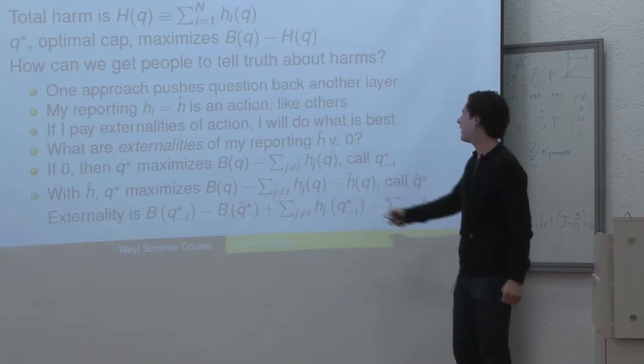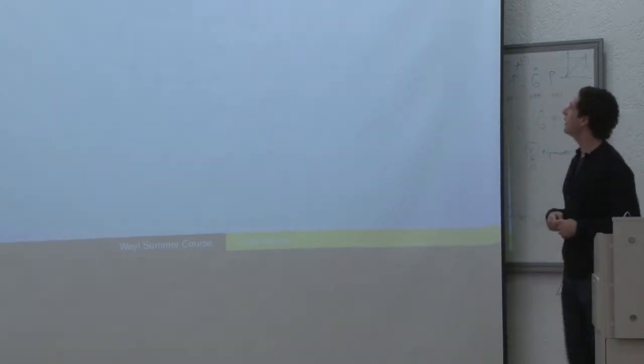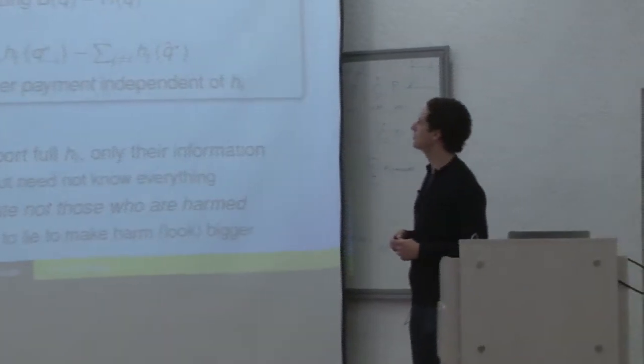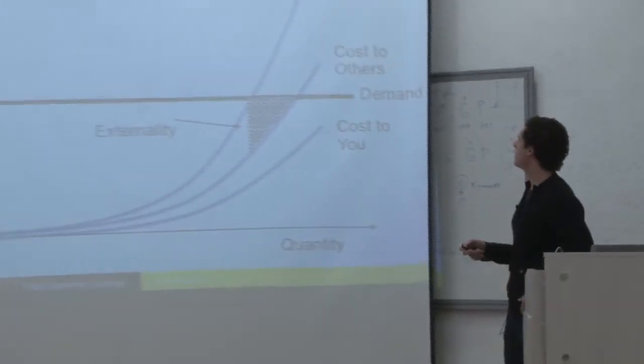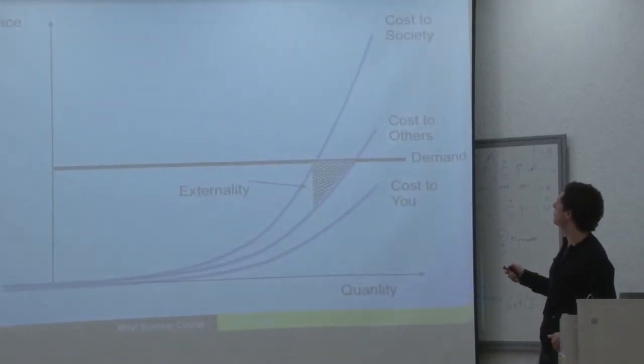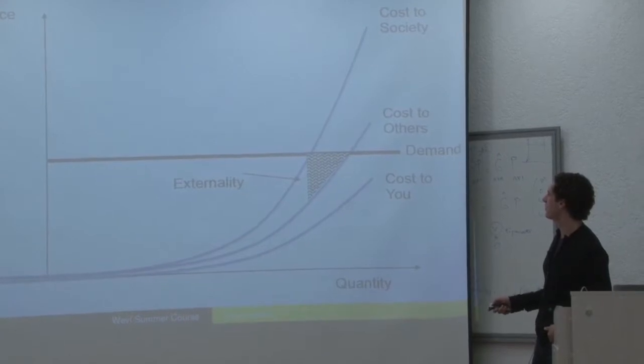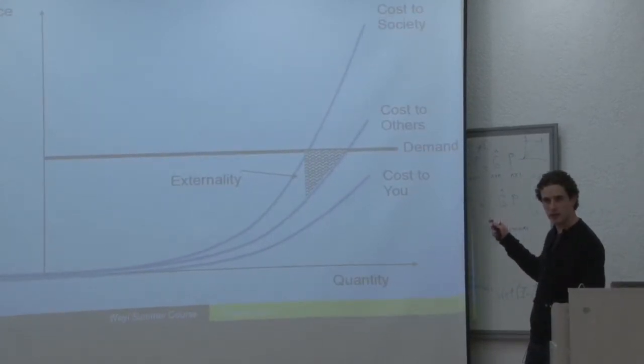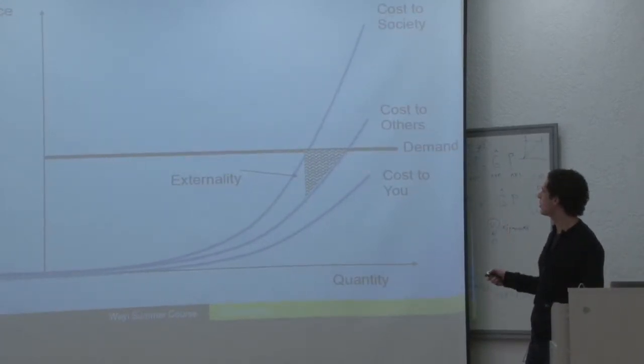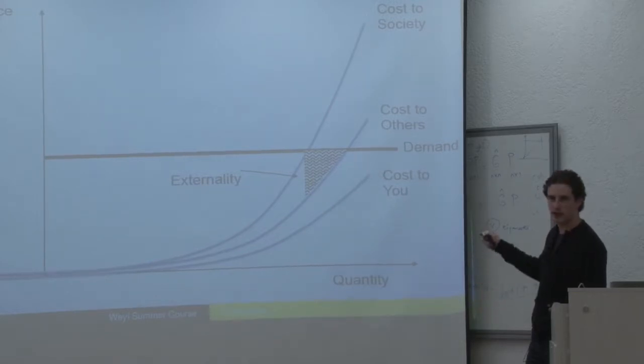Right? And let me give a graphical representation of that. So imagine that the cost to everyone other than you is this curve here, the sum of the cost to everyone other than you, right? And imagine this is the cost to you. Then if we add those two together, we get the total cost to society.